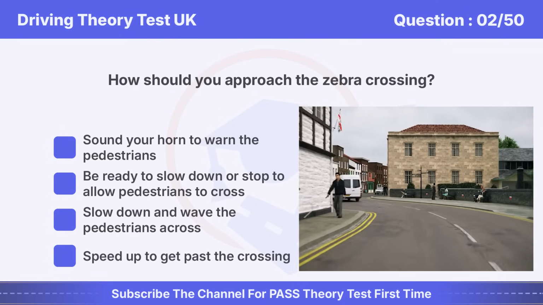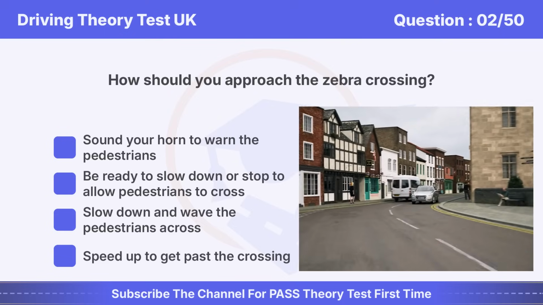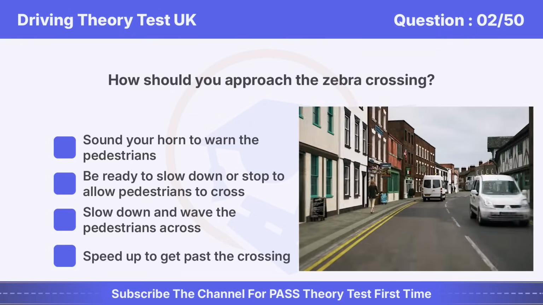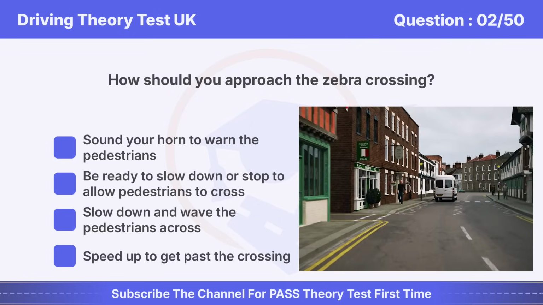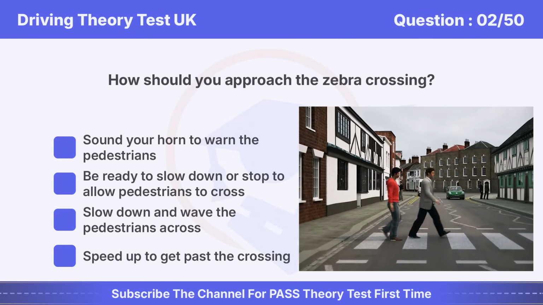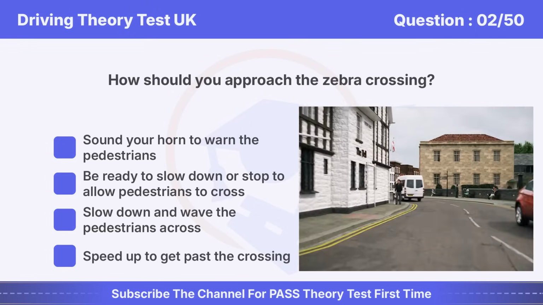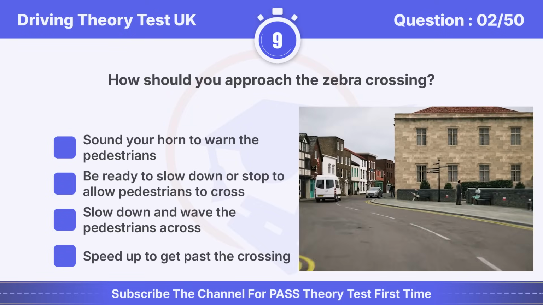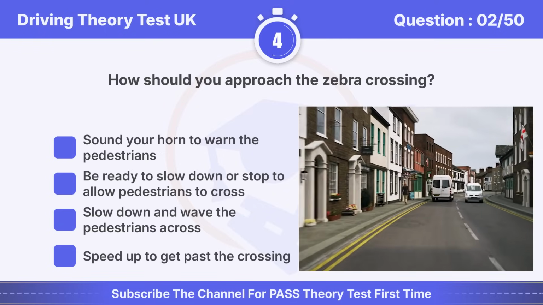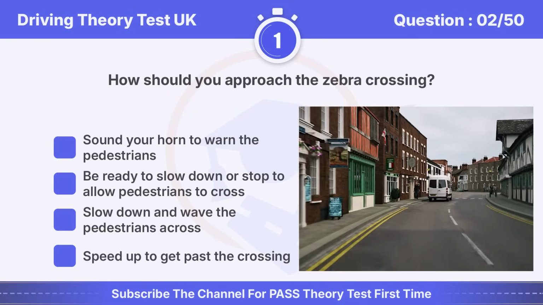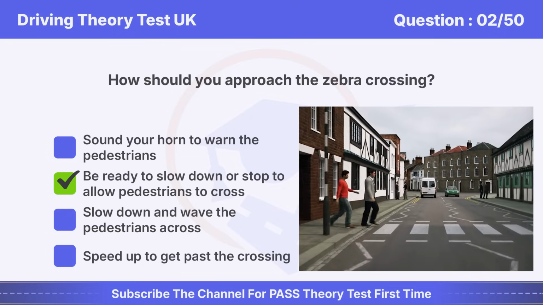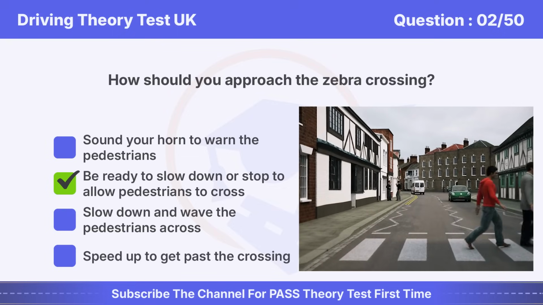Question 2. How should you approach the zebra crossing? Option A. Sound your horn to warn the pedestrians. B. Be ready to slow down or stop to allow pedestrians to cross. C. Slow down and wave the pedestrians across. D. Speed up to get past the crossing. Answer is B. Be ready to slow down or stop to allow pedestrians to cross.